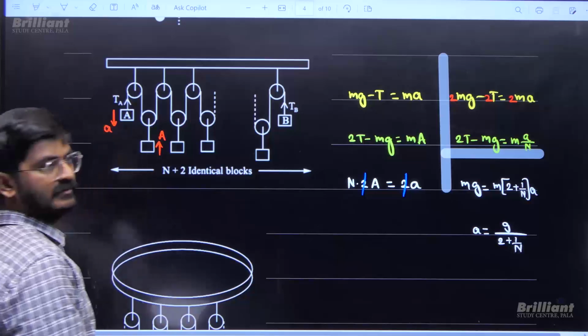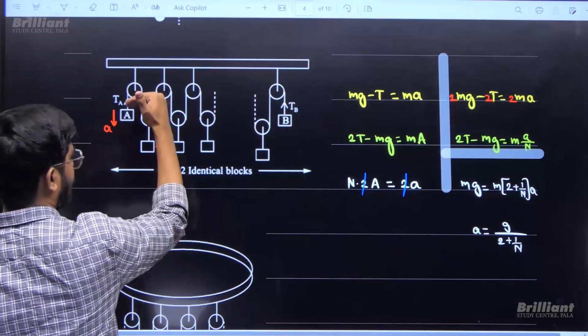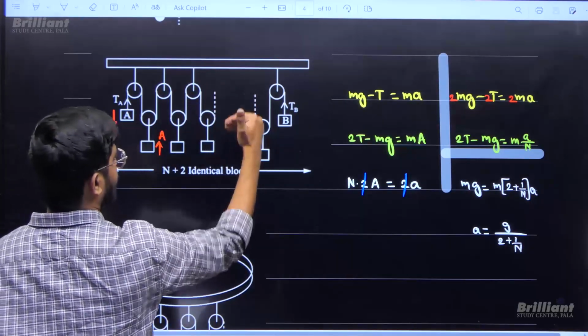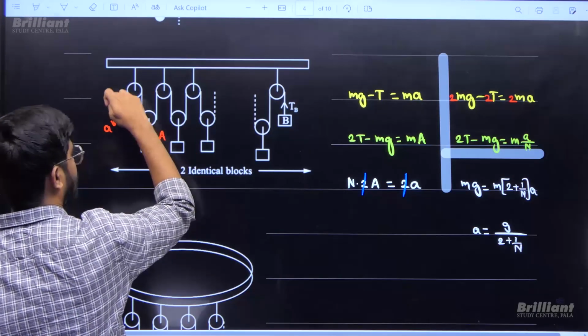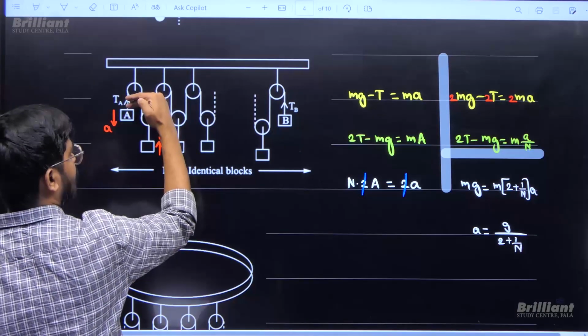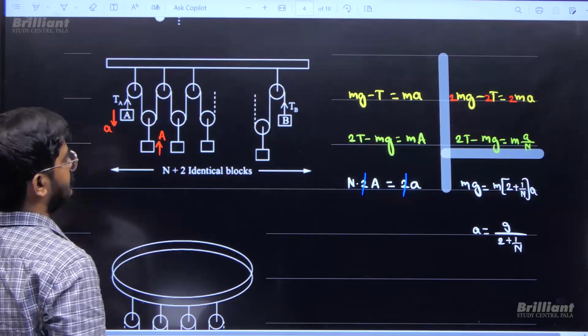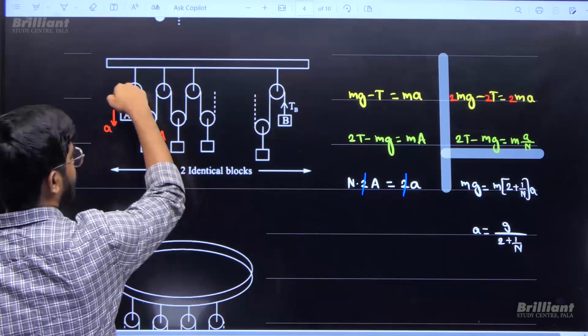But what is the constraint between them? If this one goes up by 1 meter, this one will go up by 1 meter, 1 meter, 1 meter. If this one goes up by 1 meter, this 1 meter and this 1 meter will disappear and come here. So if this one goes up by 1 meter, this one will go down by 2 meters. So if this one goes up by a, this one will go down by 2a.